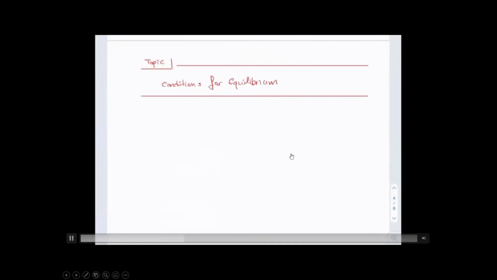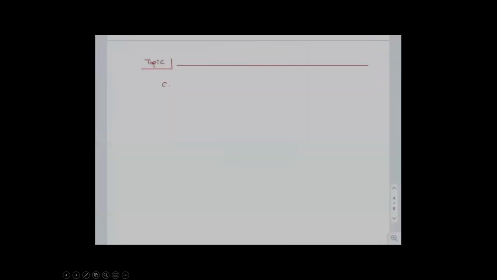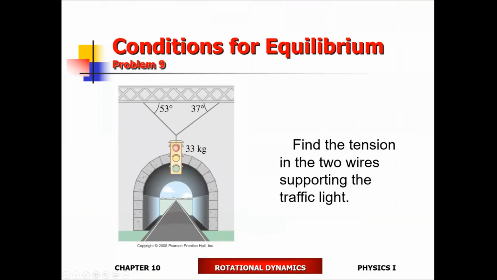Okay, we have two conditions for equilibrium. The net force is going to be 0 along the x, y, and z axes. And then the net torque is going to be 0, so the system is not going to rotate.